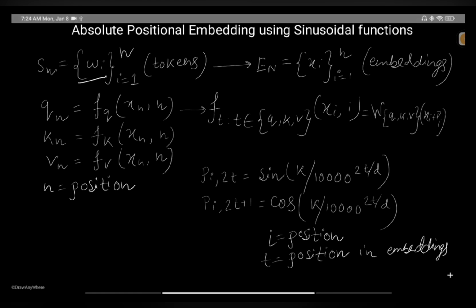Once we have those tokens, we pass them through an embedding layer and we get a series of embeddings for each of these words, which we denote as x_i, which will also go from 1 to N. So we are converting the tokens to embeddings.